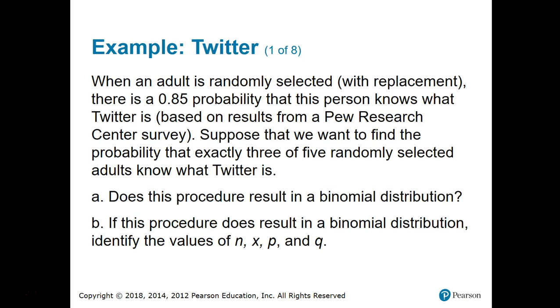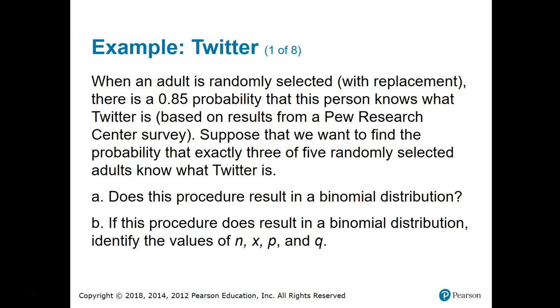Example, Twitter. When is Twitter ever not a success? An adult is randomly selected with replacement. Doesn't really matter if you're doing it among the whole population of the US, say. There's a 0.85 probability that the person knows what Twitter is. I know what Twitter is. Based on a Pew Research Center survey. Suppose that we want to find the probability that exactly 3 out of 5 randomly selected adults know what Twitter is. A, does the procedure produce a binomial distribution? You betcha. B, if the procedure does result in a binomial distribution, identify N, X, P, and Q.